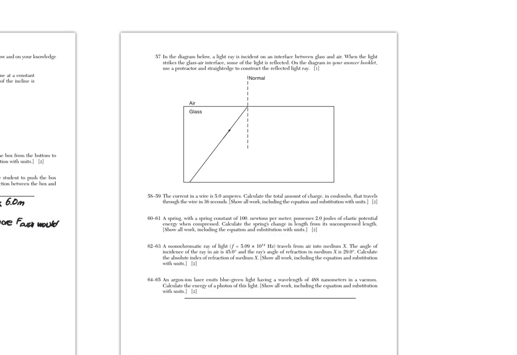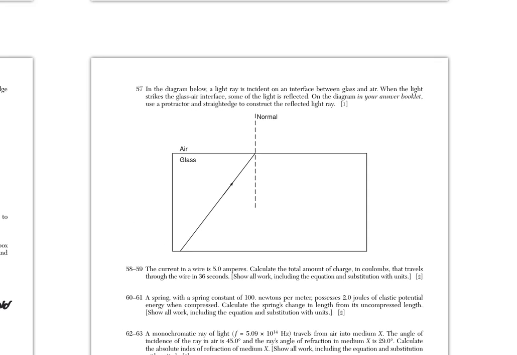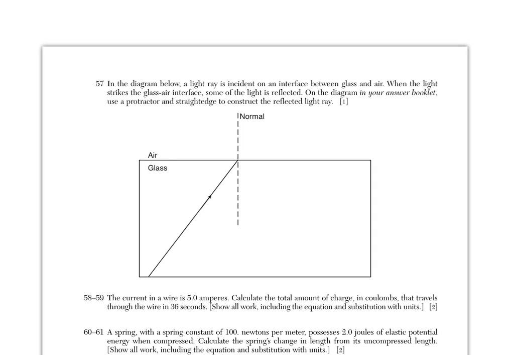In fact, they're all different questions. My bad, they're all together. In the diagram below, light rays are incident on a surface interface between glass and air. When it strikes the interface, some is reflected. Draw the reflected light ray.